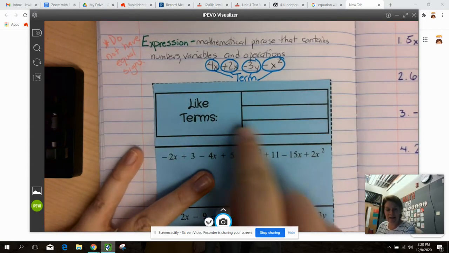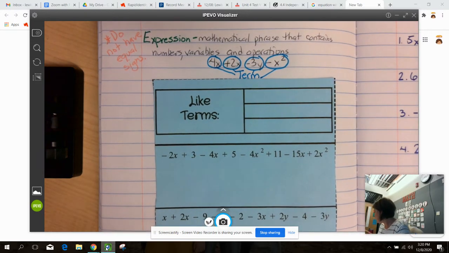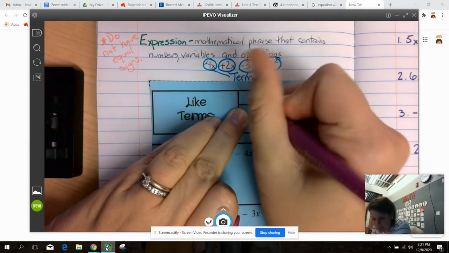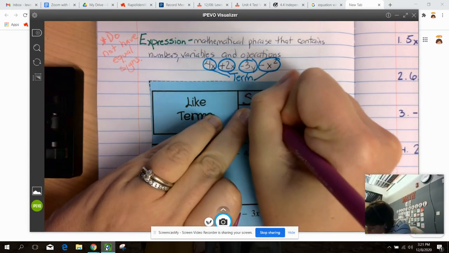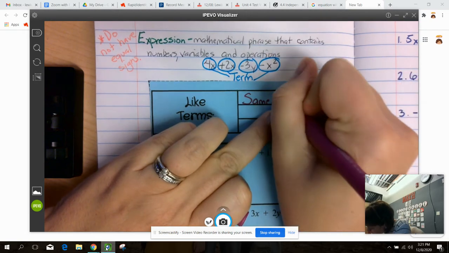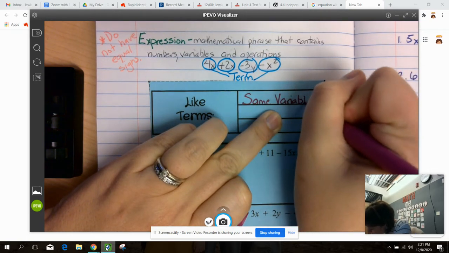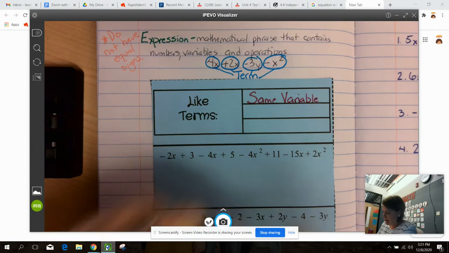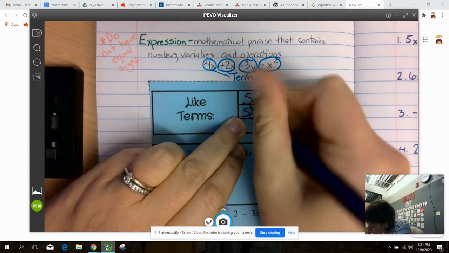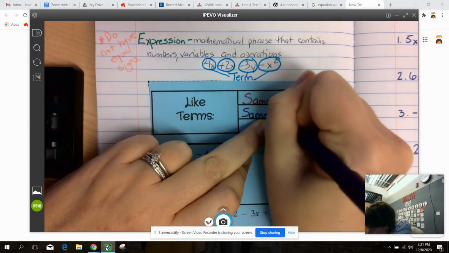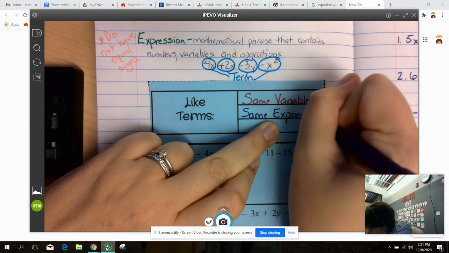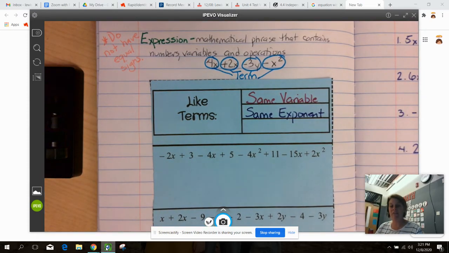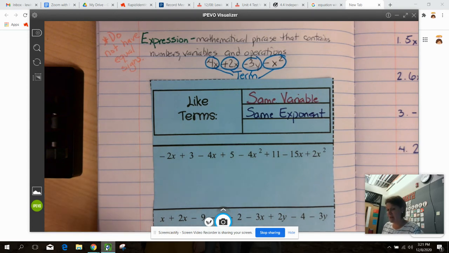So to combine like terms, our like terms have to have the same variable, and we all know what a variable is, a letter that stands for a number. And they also have to have the same exponent. Okay, they have to have the same variable and the same exponent for them to be able to be like terms.